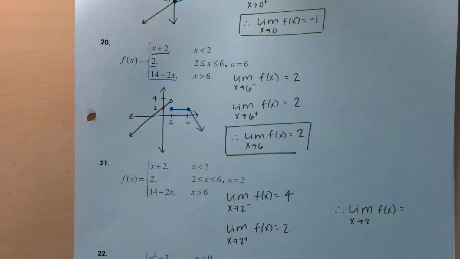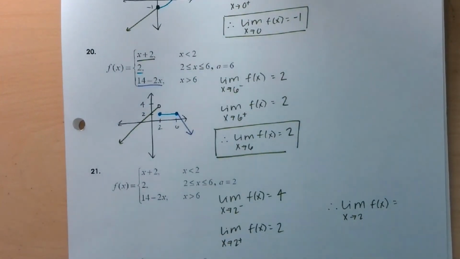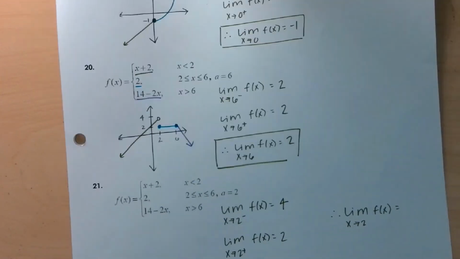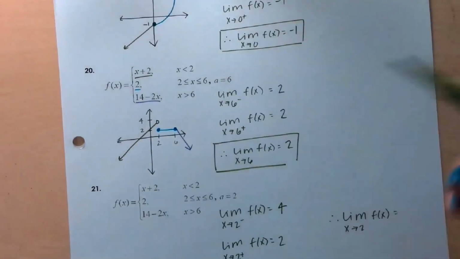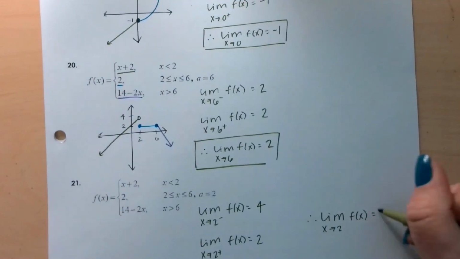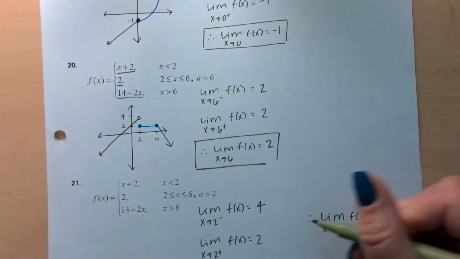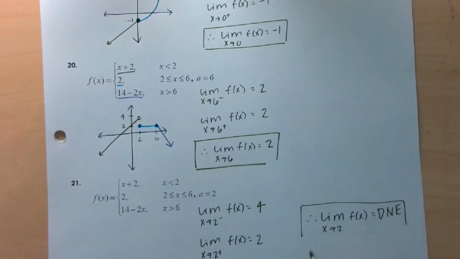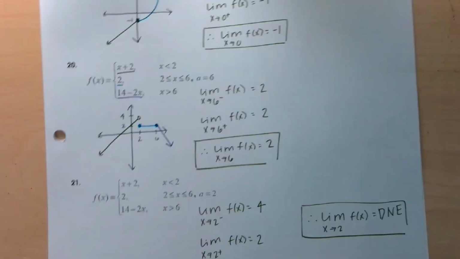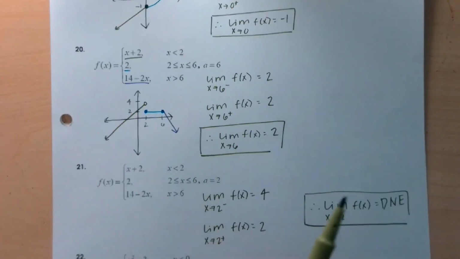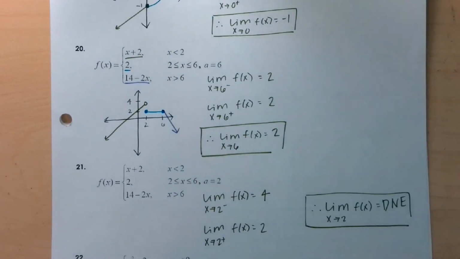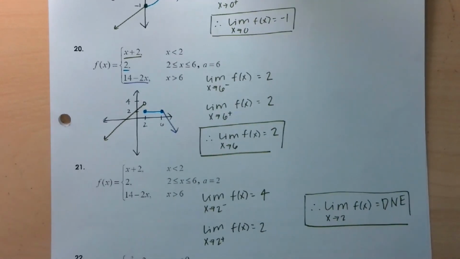So, what's going to happen now that our left and our right limit are different? That means the limit as x approaches 2 does not exist, right? Because it's 2 different values. If these were the same, just like in number 20, then it would exist, but it does not exist since our left limit and our right limit are not the same.